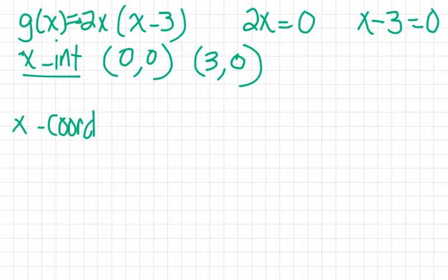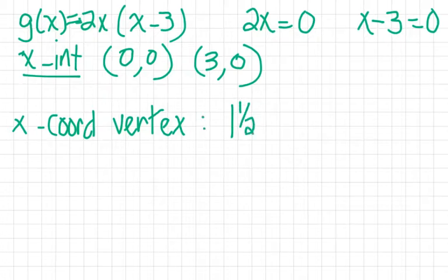So now what I need to do is find the coordinate of the vertex. So if I have 0 as one of my x's and 3 as the other, what's a number that falls right in the middle, which would be equidistant between the two? Well, it would be 1.5.